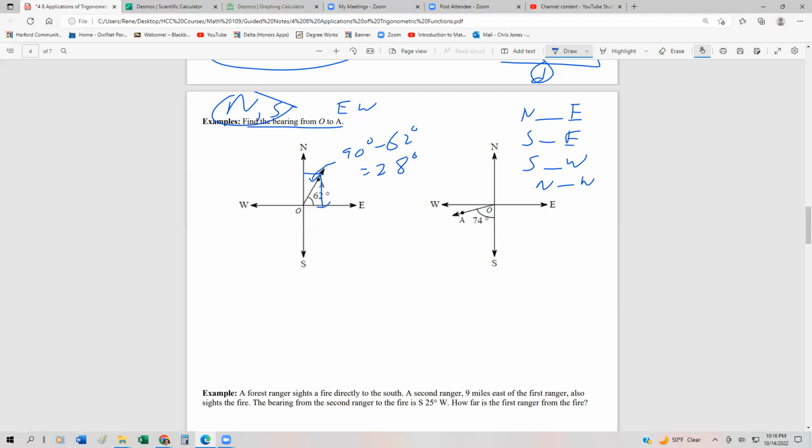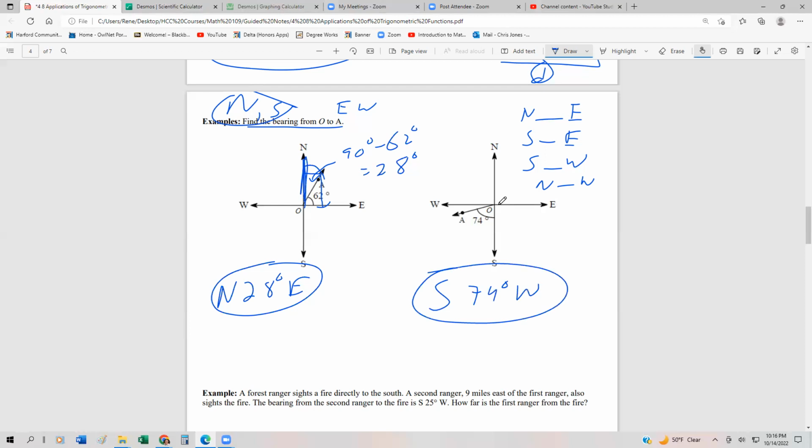And so the way we would write this, we would say go north first, and then we're going to go east 28 degrees. So north 28 degrees east. Okay. In the second example, this one's done for us, okay, because the angle is stemming directly from the south. So the way we would write this one is south 74 degrees west, okay? So always start with north or south when you're doing these directional bearings, and then you go east or west, okay? So y-axis first, then the other way.